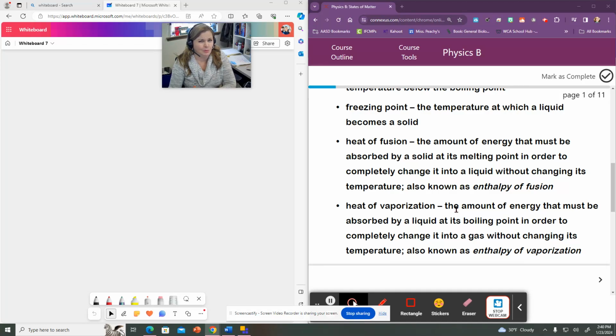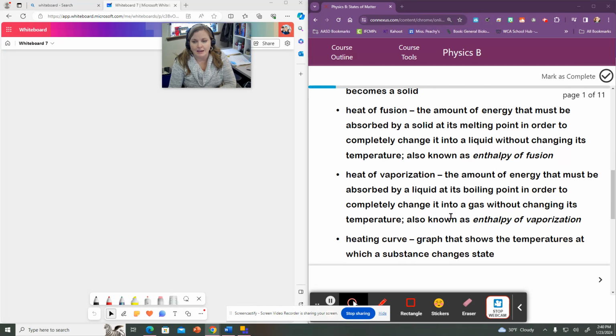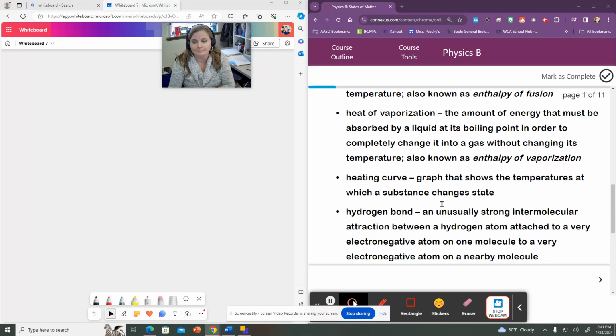And you might be going, wait a minute, how can you change something from one state to another without changing temperature? But we'll talk about that in a minute. Heat of vaporization. So this is the opposite. This is the amount of energy that is absorbed by a liquid at its boiling point in order to change it to a gas without changing temperature. So just a different state of matter here.